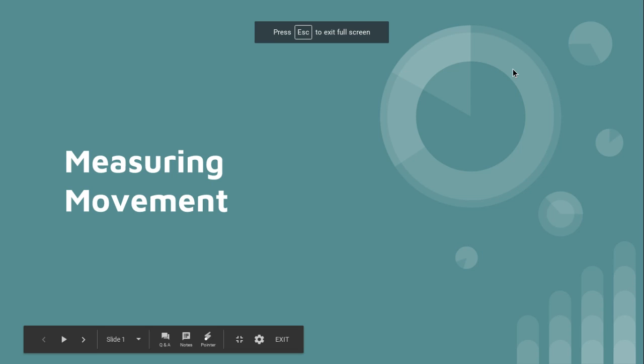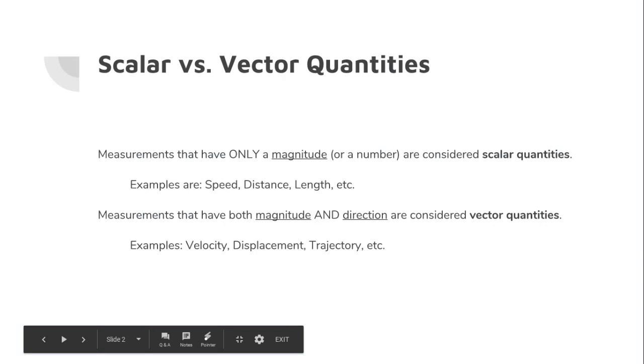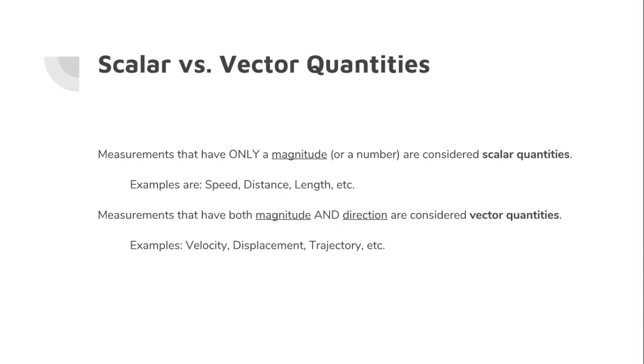This video is about measuring movement. First off, we'll talk about the difference between a scalar and a vector quantity. Measurements that have only a magnitude, or just a number with a unit, are considered scalar quantities. Things like speed or distance or length, it's just a number and a unit that tells you what that number means. When you graph scalar quantities, they look like just a line on a graph or a point on a graph.